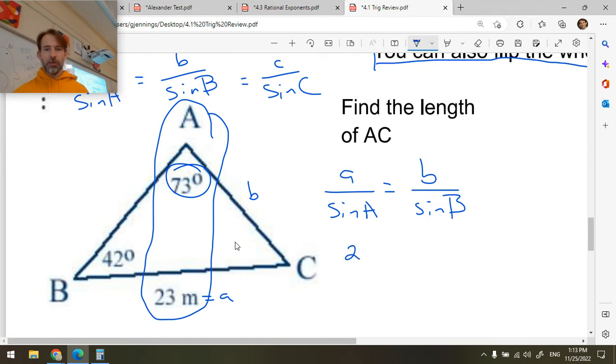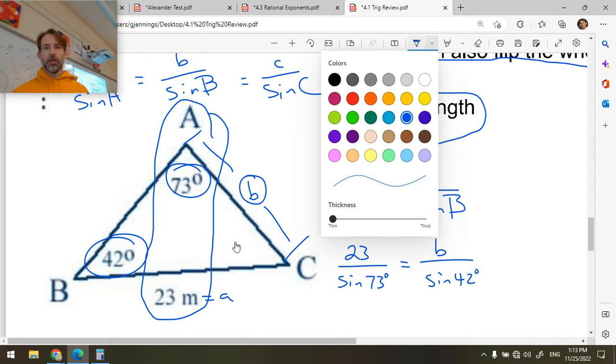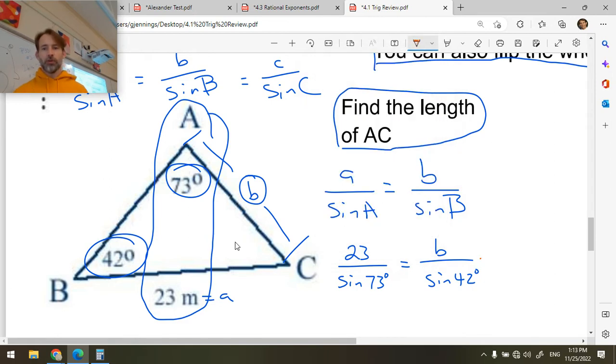So I have 23 meters over sine of 73 degrees is equal to side length B that I've been asked to find. I've been asked to find the length AC. Okay, side length B is going to be equal to that over sine B, sine 42 degrees. All right, now I get out my inverse operations pen. And I have one and only one inverse operation that I need to do. Multiply both sides by sine 42. Multiply over here, sine 42.